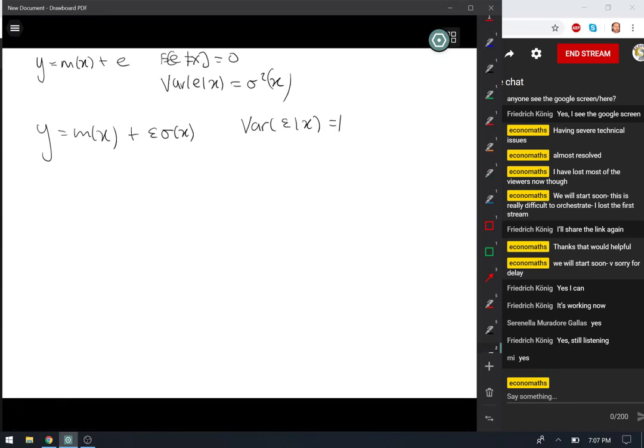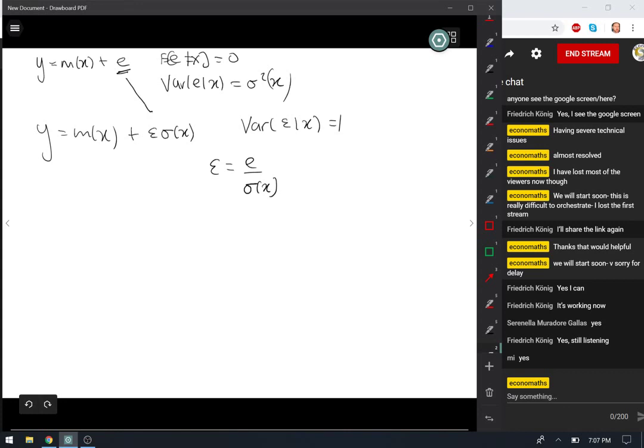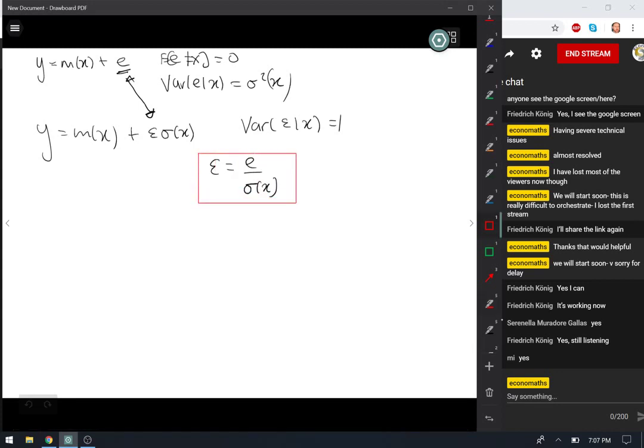All we're doing is renormalizing the variance. We can just define epsilon as e divided by sigma x. We can always do this: we can always break up e into this sigma x and everything that's left. So we can rewrite e like this. You just choose epsilon to make the two equal to each other, and the one that makes this happen is epsilon equals e divided by sigma x.